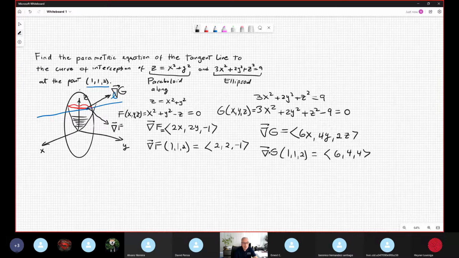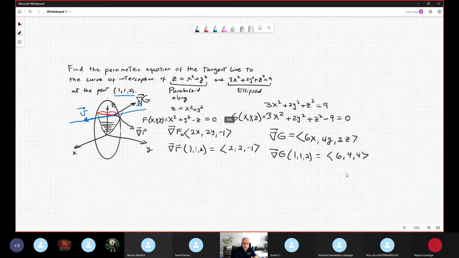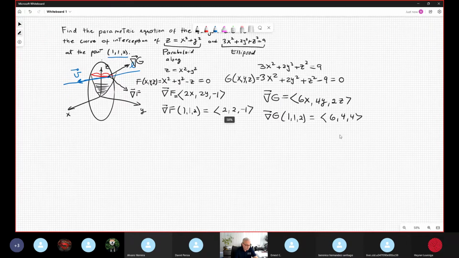Now it is obvious that in order to find the direction vector of the line, in this direction or the opposite direction, it doesn't matter, you perform the cross product. The cross product is a fantastic tool to help me find a new vector that is perpendicular to the given vectors. You perform the cross product: nabla F, the gradient of F, cross nabla G.